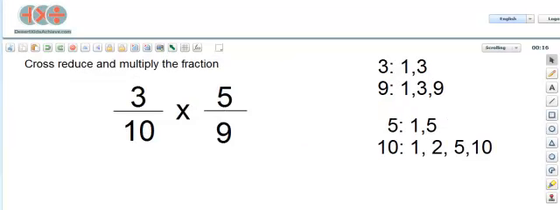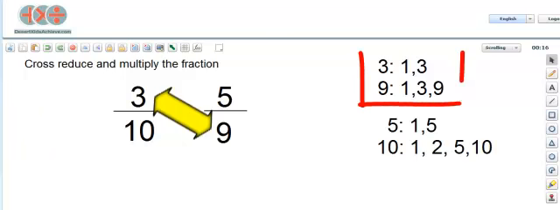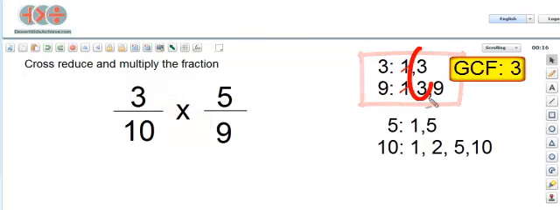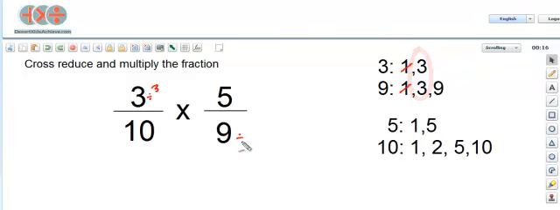Here goes another problem where we need to cross-reduce and then multiply the fraction. Let's take a look at the cross products 3 and 9. Other than 1, 3 and 9 share a greatest common factor of 3. So we're going to divide each of these by 3. 3 can go into 3 once. 3 can go into 9 3 times.